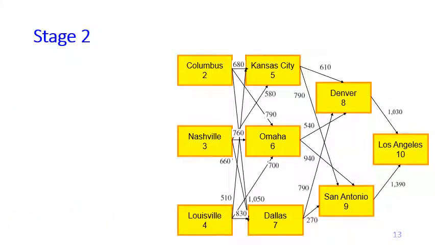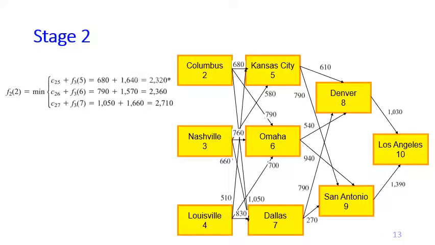Okay, we work backward again. Now we are at stage 2, and you can see the problem becomes even bigger. But again, we still cannot say for sure where we will be in day 2. We may be in Columbus, we may be in Nashville, we may be in Louisville. So we have F22, which means that if we begin day 2 in city 2, Columbus.